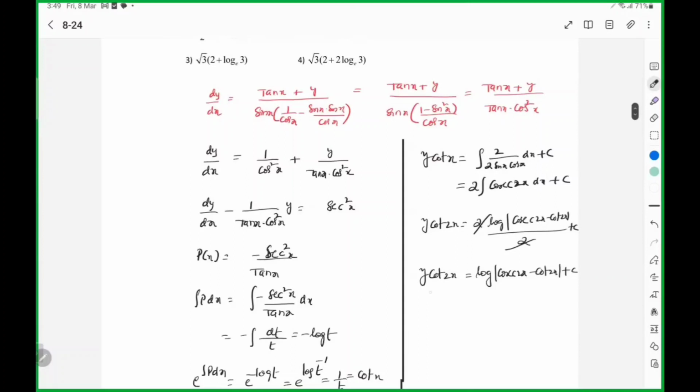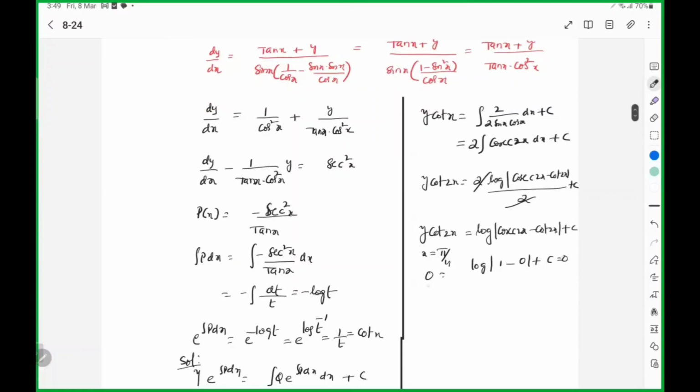When x is pi by 4, it is 0. Log cosecant 90 minus cot 2 into 45, c becomes 0. Then y cot 2x is log cosecant 2x minus cot 2x.